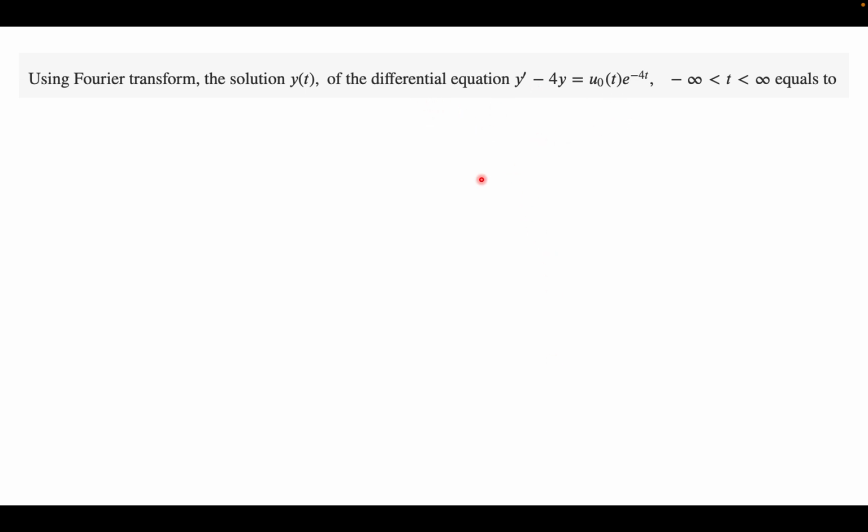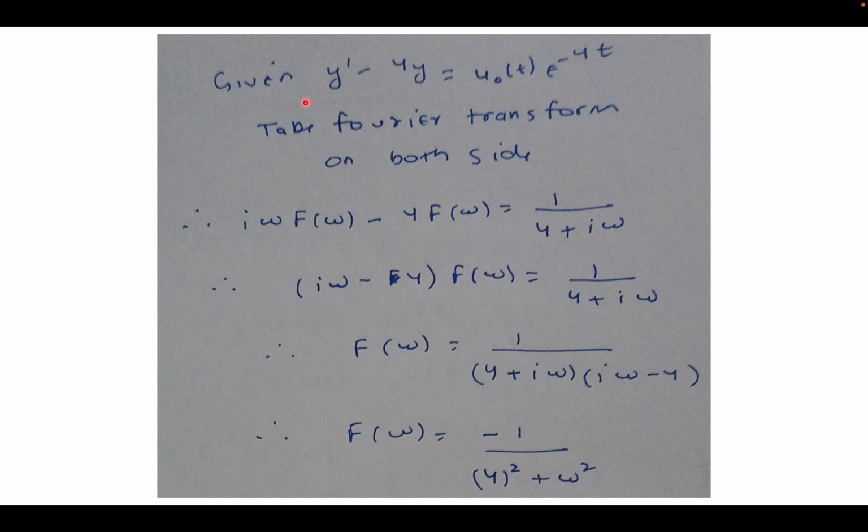As you did earlier, when we were solving some Laplace problems, there also we took the Laplace transform on both the sides. So here you will take the Fourier transform on both the sides. So let's see how to solve such a problem. You have given y' minus 4y equals u naught t times e to the power minus 4t, right? That is given. So now you take the Fourier transform of both the sides, right?